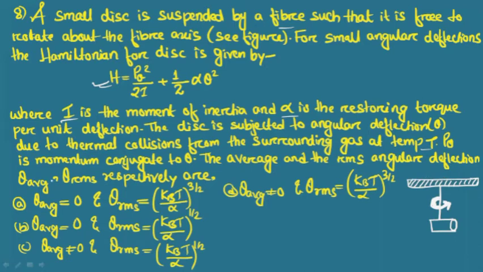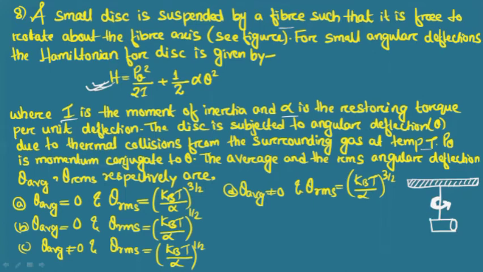So here the theory part you don't have to study so much. You can read it on your own. Here the Hamiltonian is given to you. I is the moment of inertia, alpha is the restoring force, P theta is the momentum conjugate to theta. So here you find the average and RMS angular deflection, that is theta average and theta RMS. Now you see in this case what will happen? This disk will oscillate, right? Oscillation means what?